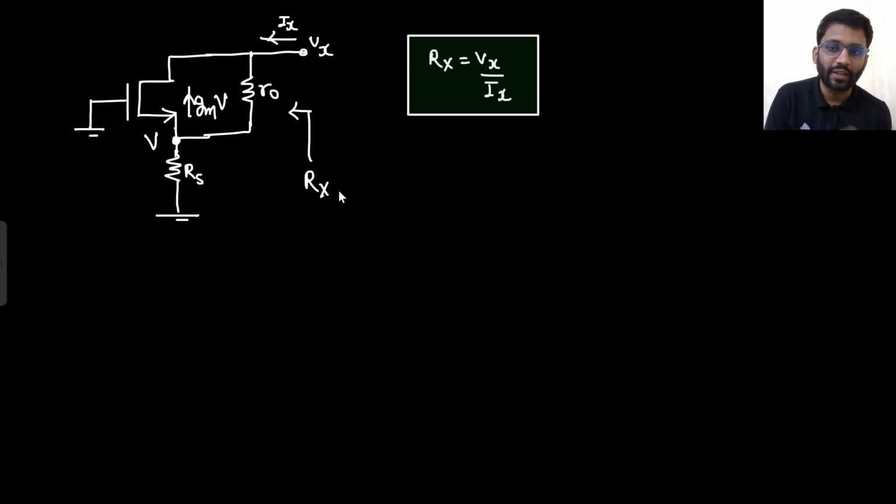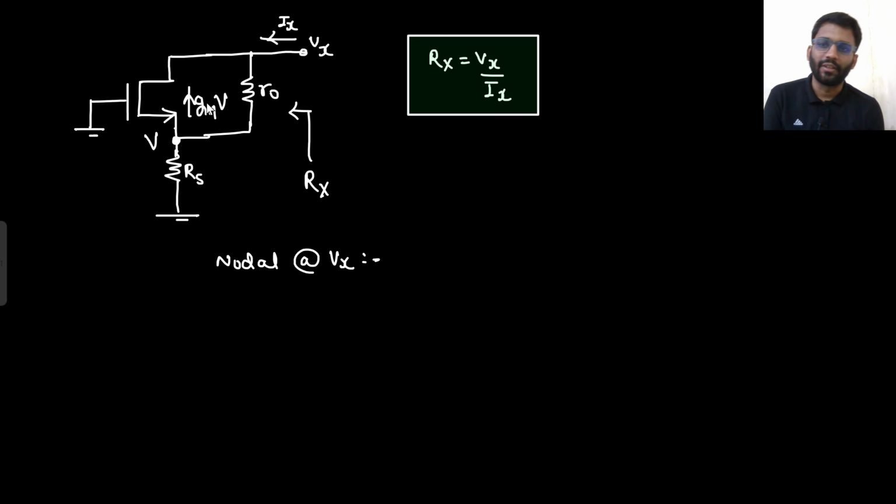Right? So what can I write? I'm applying nodal at VX. In the upward direction, you are having GmV current. What is the current you are having here? That will be Vx minus V by R0. So yes or no? Vx minus V by R0.